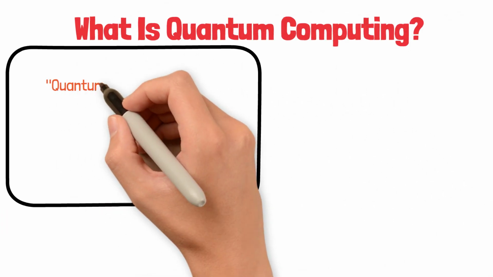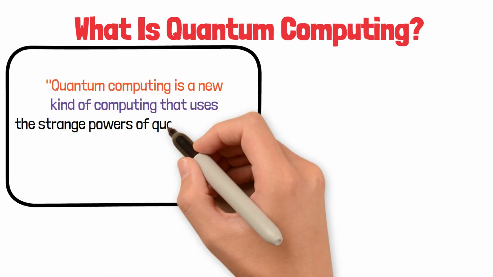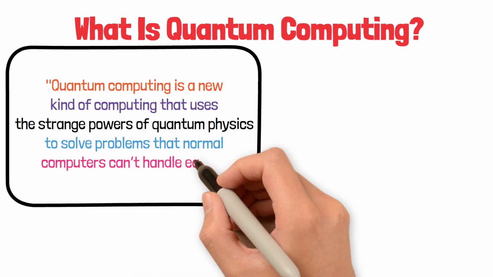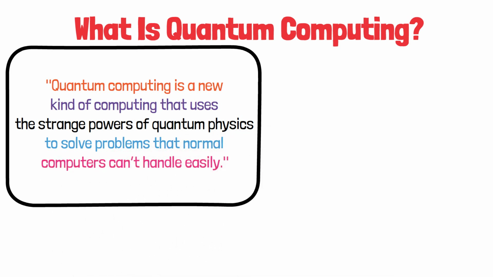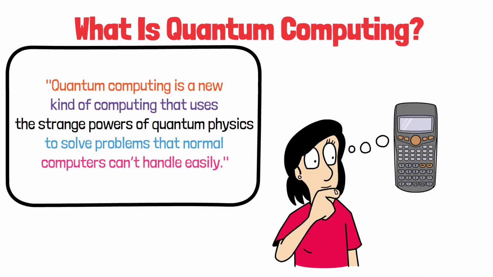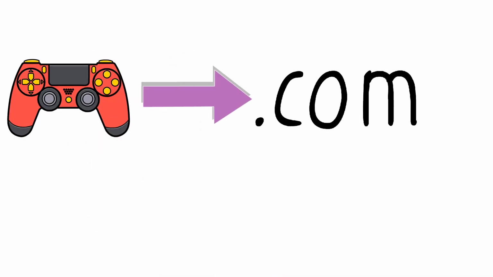Quantum computing is a new kind of computing that uses the strange powers of quantum physics to solve problems that normal computers can't handle easily. Okay, now let's break it down. Imagine your regular computer is like a super fast calculator. It thinks using bits, which are like little switches. Each bit can be either 0 (off) or 1 (on). Everything from video games to websites is built using just these zeros and ones.